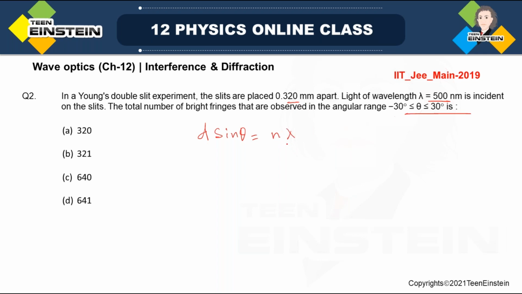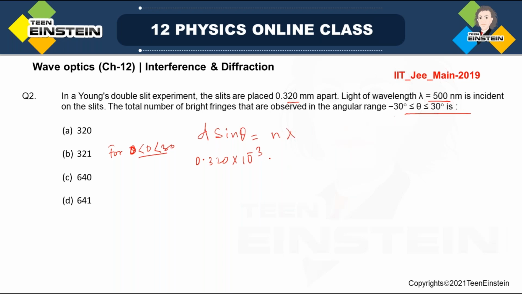So d sine theta is equal to n lambda. Now we can write d is this much, this is millimeter, so I can write 10 to the power minus 3. d sine theta, for theta in the range 0 to 30, within this range we can apply the formula d sine theta is equal to n lambda.